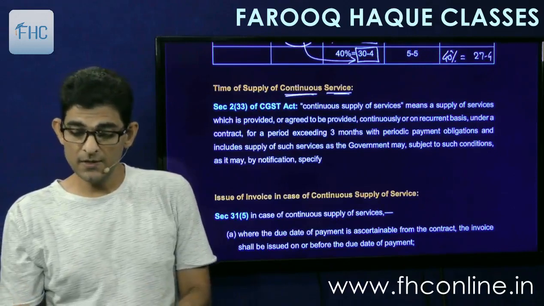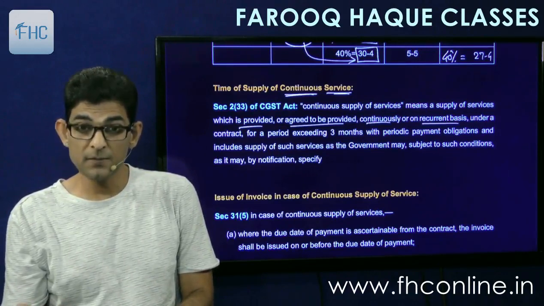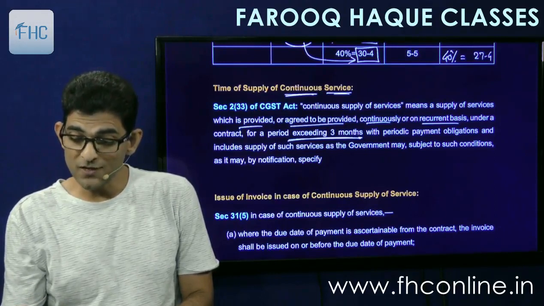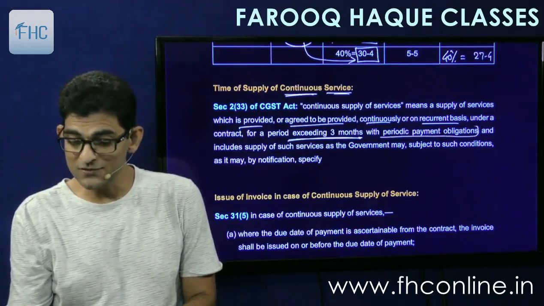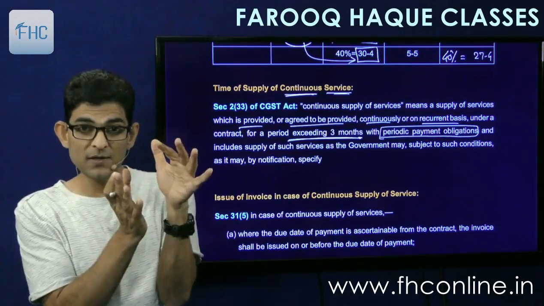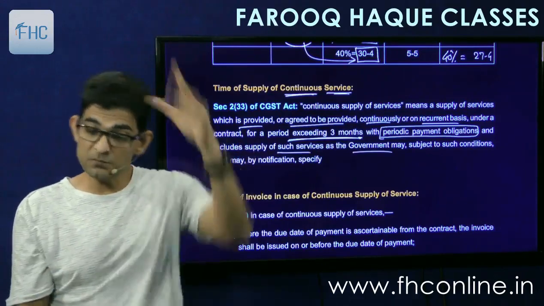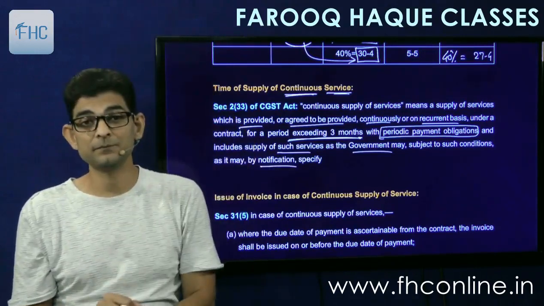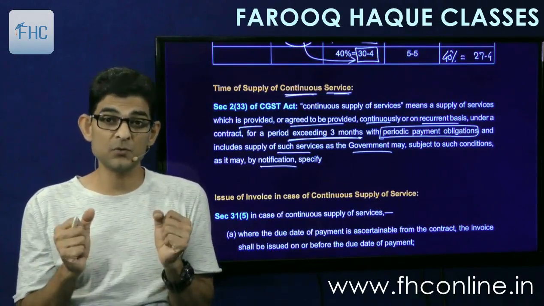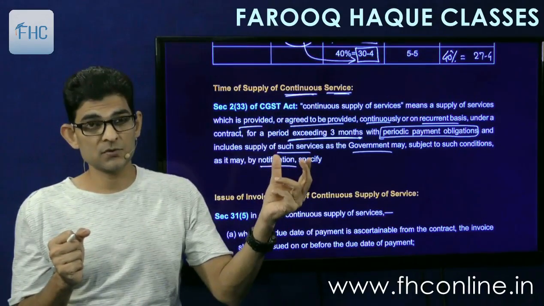So see the example. Continuous service means supply of service which is provided or agreed to be provided continuously or on a recurrent basis under a contract for a period exceeding 3 months with periodic payment obligations. This is important point. With periodic payment obligations. So that is the normal definition, and then followed by deeming fiction. Includes supply of such services as the government may by notification specify. Government can also specify certain services which will be deemed to be continuous. So this is normal continuous, which is more than 3 months, and this is deemed continuous.